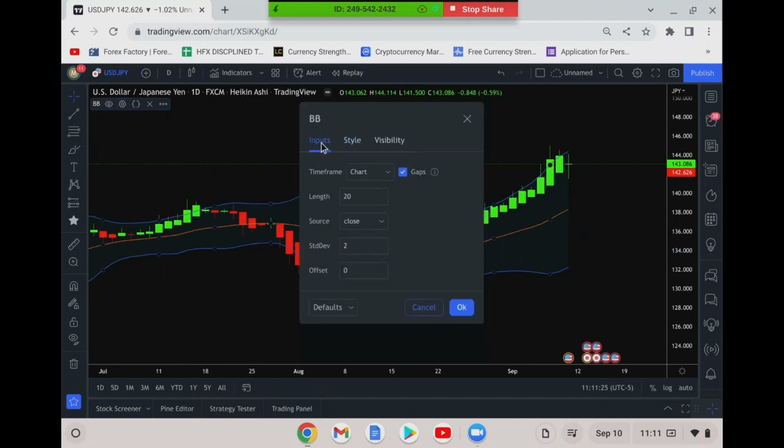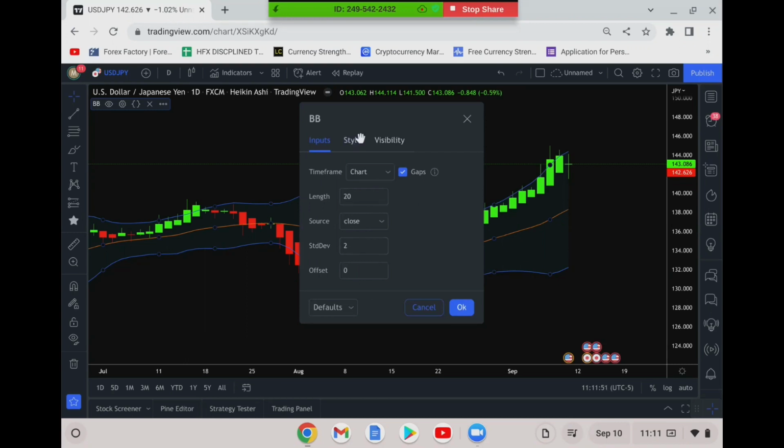If we go over to our inputs, you will see that we have our length set to 20. This is going to be the length of our middle band, which is just a simple moving average of 20. And then we're going to have our standard deviation of 2. So our upper band and our lower band are going to be 2 standard deviations away from our middle band.